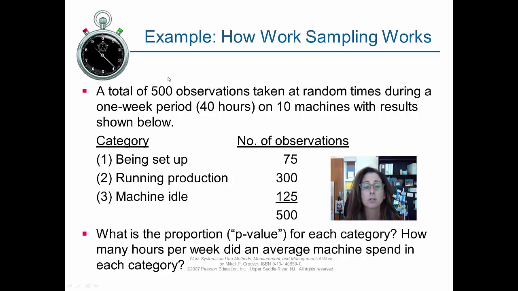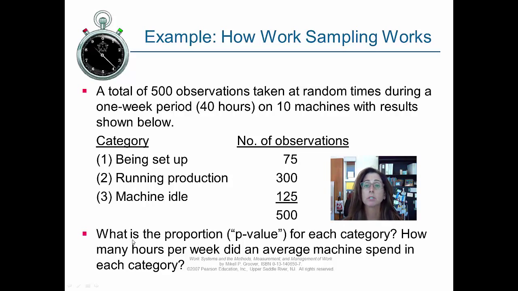As an example, for these total 500 observations, in 75 of the observations the machine was being set up, in 300 it was running production, and in 125 the machine was idle. So we've set up the study with our subject being machines, our categories being listed over here. We determined our study logistics and actually collected the data over a 1-week time period.